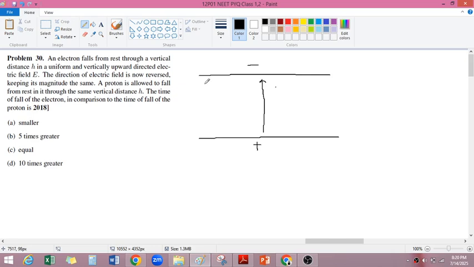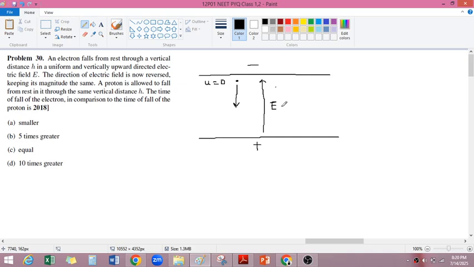Electron falls from rest. So that means u is equal to 0. Electron is falling from rest this way. Why? Because this is plus, this is minus, so that it has to fall this way, in an electric field E.